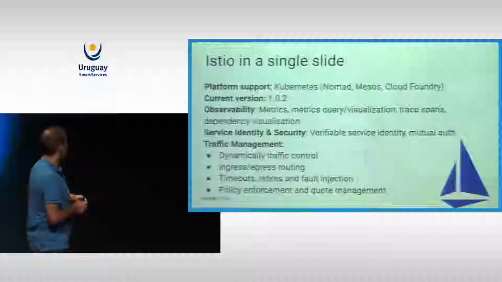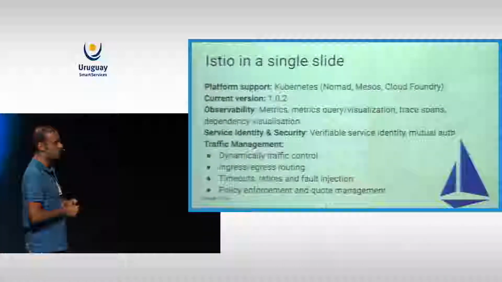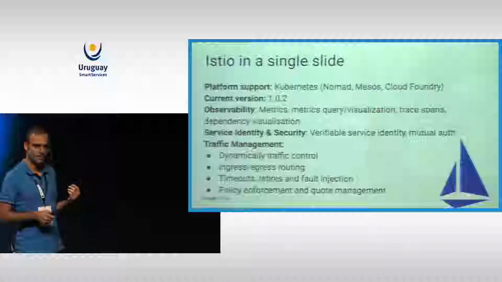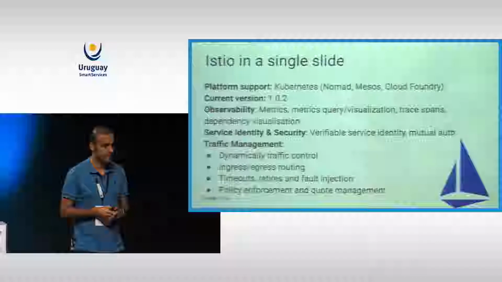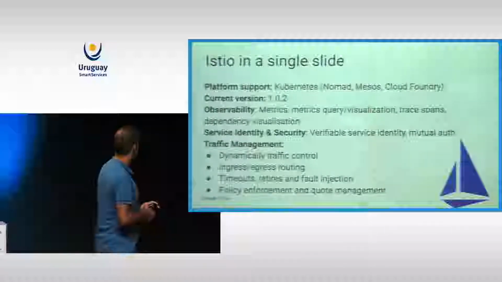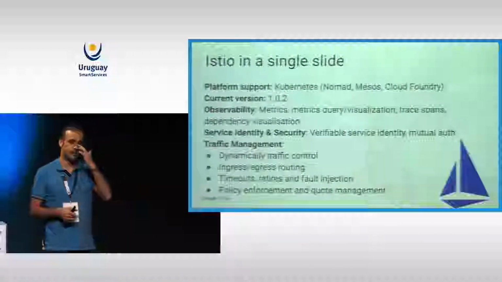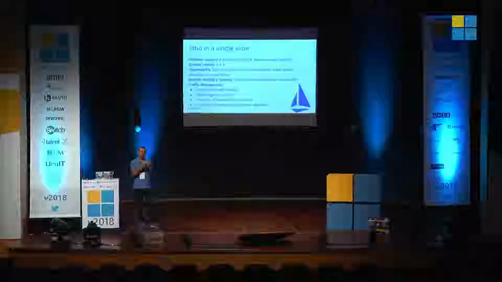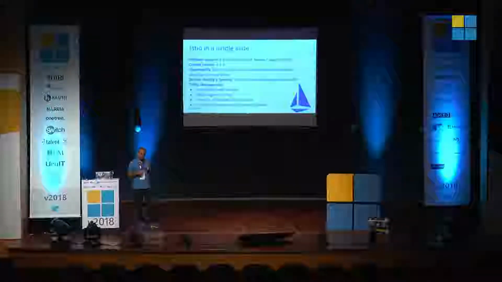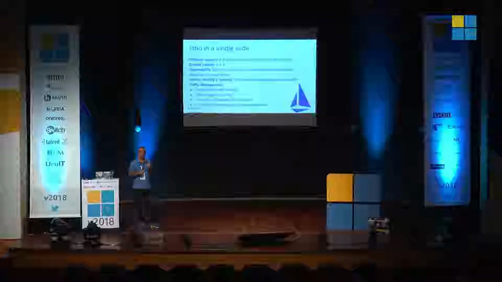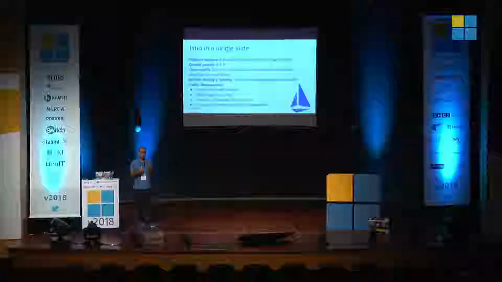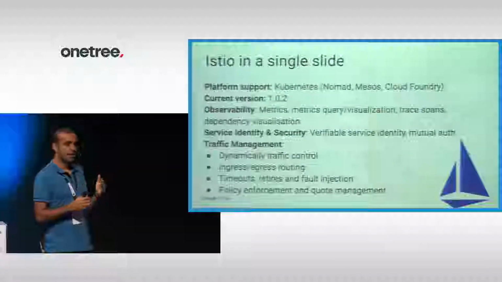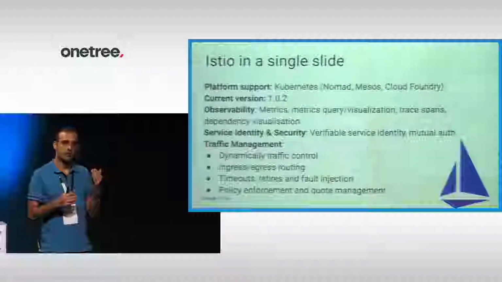The current version is, I think they changed it now to 1.0.3, as of last week. But basically it just became 1.0 recently, and they keep incrementing it. And what it gives you is, first, observability. By default, since traffic is going through proxies, these proxies emit metrics, right? The metrics are emitted automatically without you having to change the application code. Then you can visualize the metrics using Prometheus.